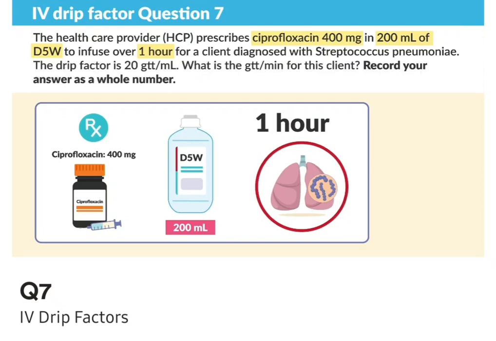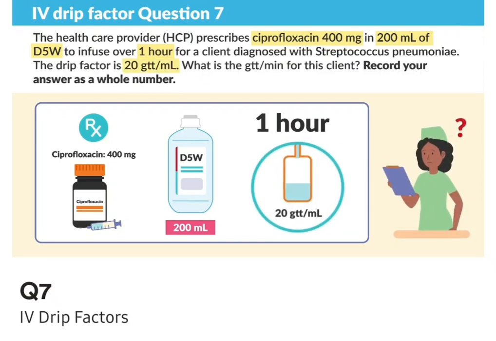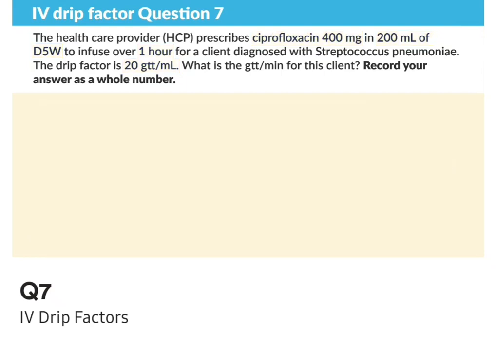So the drip factor is 20. So what are the drops per minute for this client? So as you can see, questions are going to try to confuse you. So it's your job to pick out the key numbers. All right, so now let's set up our formula.